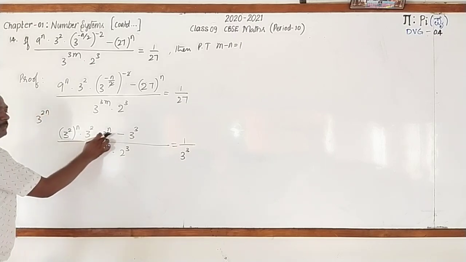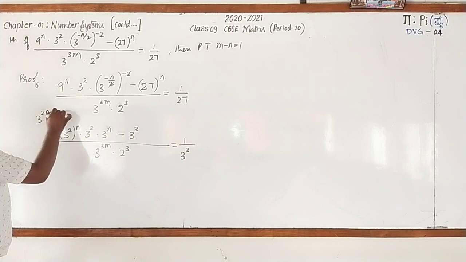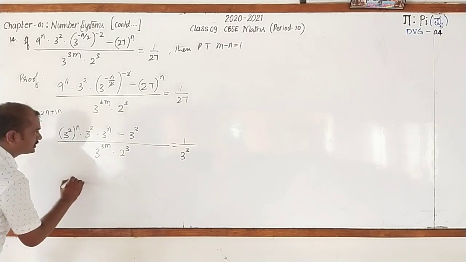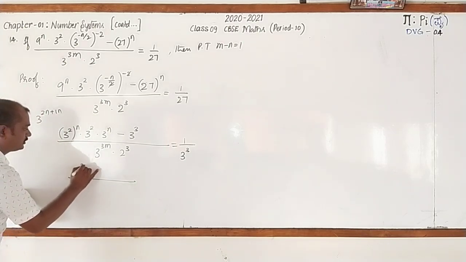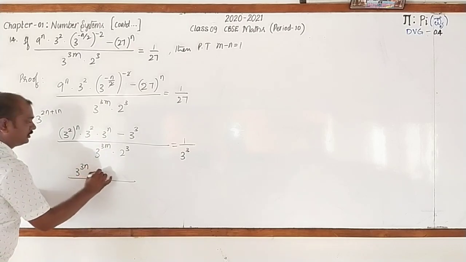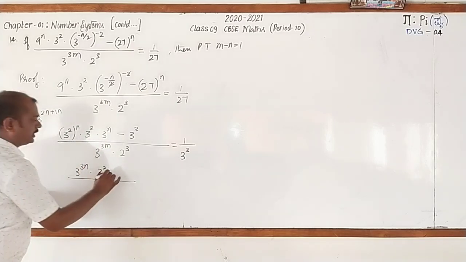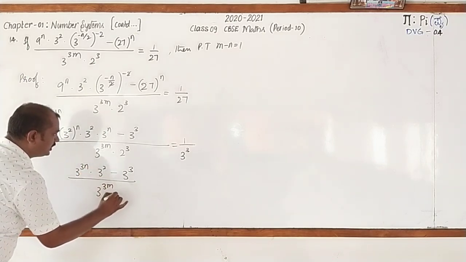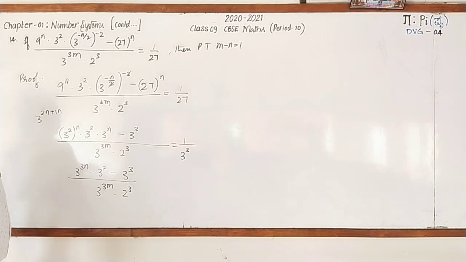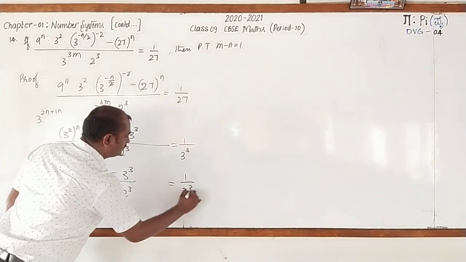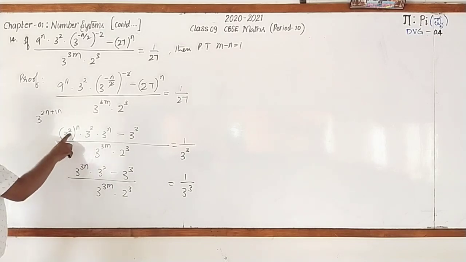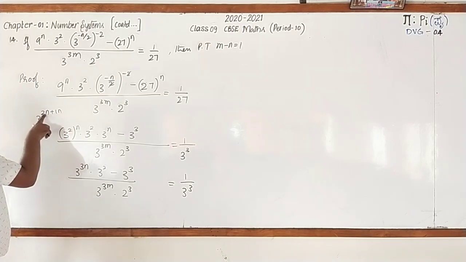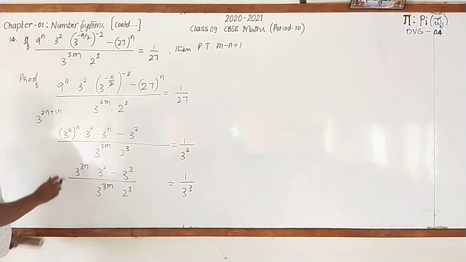Here 3 raised to the power n is there. So 2n plus n, it is 3n. Hence we can write this as 3 raised to the power 3n into 3 square minus 3 cube, whole divided by 3 raised to the power 3m into 2 cube. This is equal to 1 by 3 cube. Did you understand? It is 3 raised to the power 2n into 3 raised to the power n, 2n plus n, it is 3n.